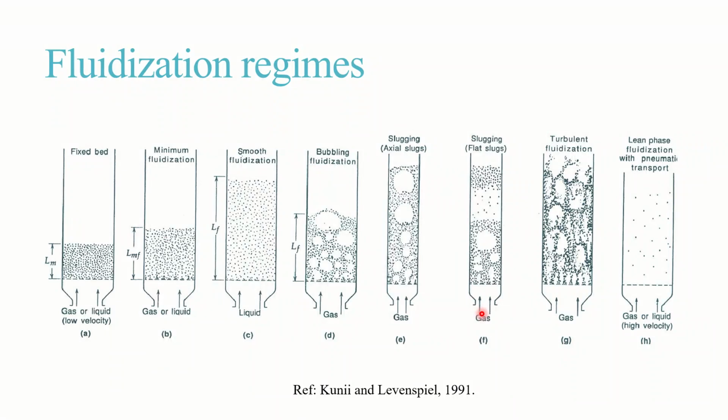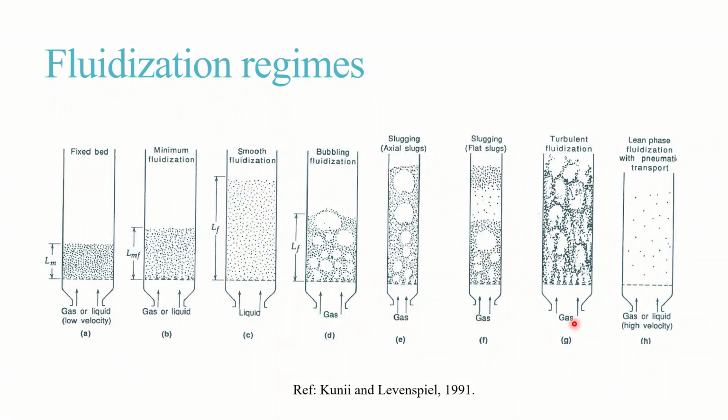With further increase in the gas velocity, the bubbles in turn grow in size, and it almost reaches the size of the column as shown over here. This is known as axial slugs, and this is known as flat slugs. These are just happening when we increase the fluid velocity, that is gas here.